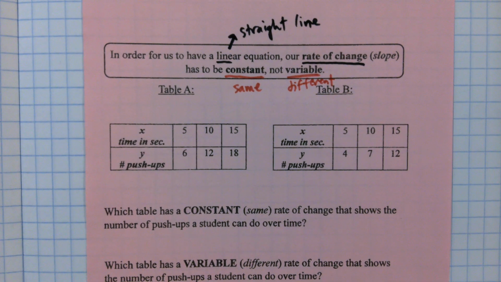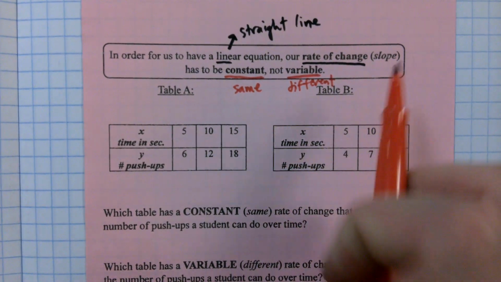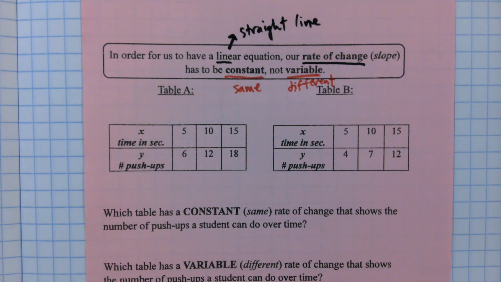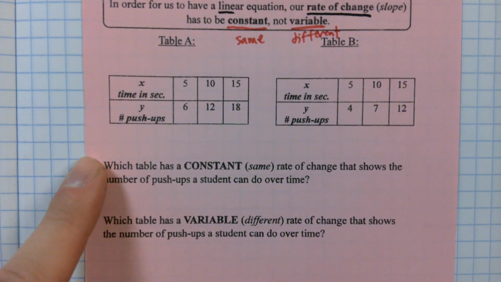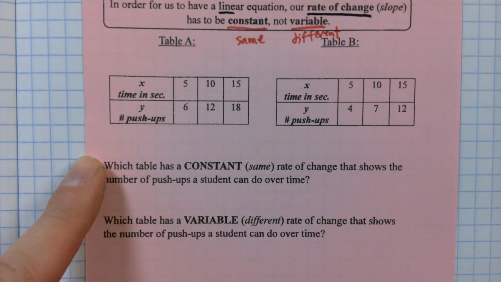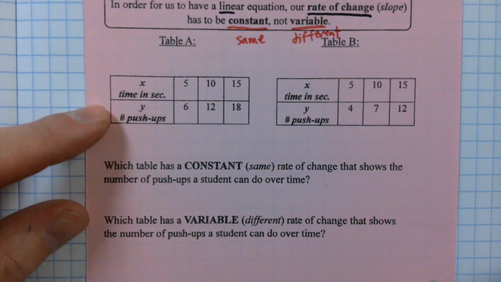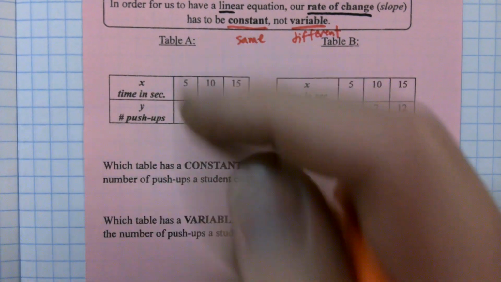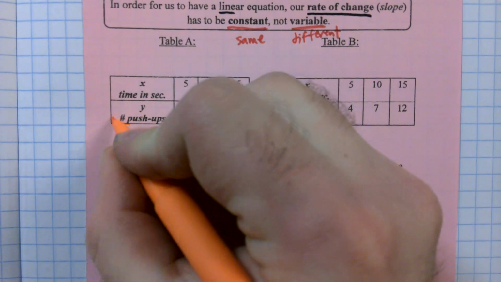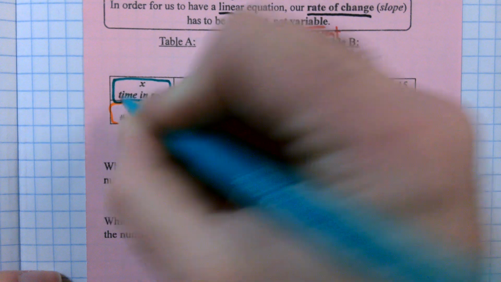Okay, guys, let's all just focus on this, please. So we need to find a same or a constant change. We don't want to see a variable change. So let's take a look. What are the two quantities I'm comparing in table A? What are the two things I'm comparing here? Push-ups and then time. Push-ups in a certain number of seconds.